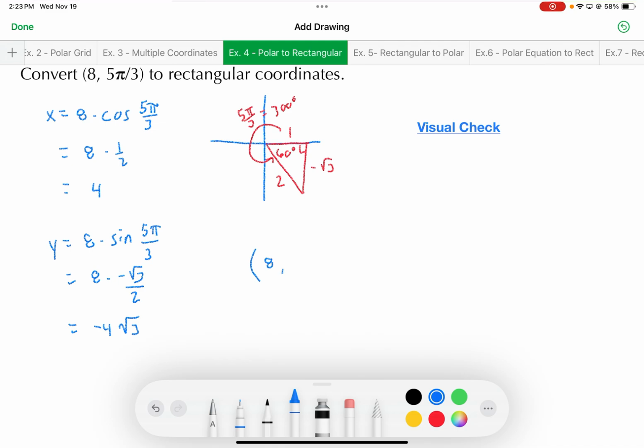So I can say that the polar set of coordinates, 8, 5 pi over 3, represents the same point as the rectangular set of coordinates 4, negative 4 radical 3. That's an r and a theta. This is an x and a y.